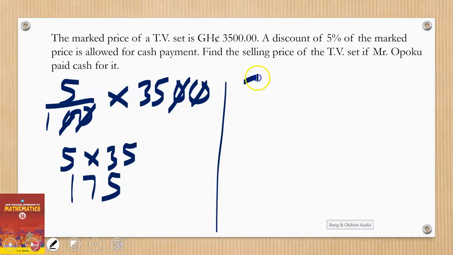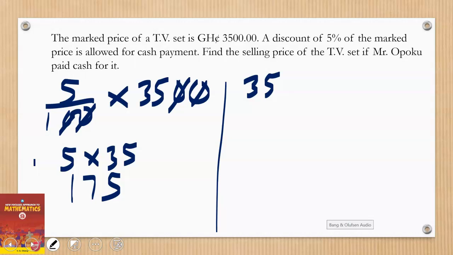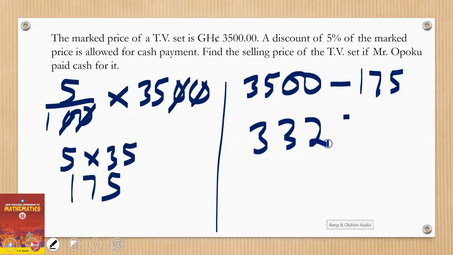Now we can say, okay, 3,500 is the original price for the TV set. Now when we subtract 175 from this, we'll have 3,325 as our answer. That's 3,325, which will be the price that Mr. Opoku will pay for this TV set.